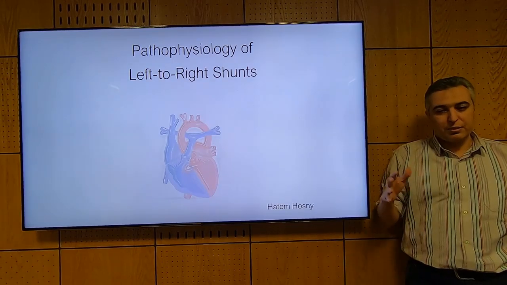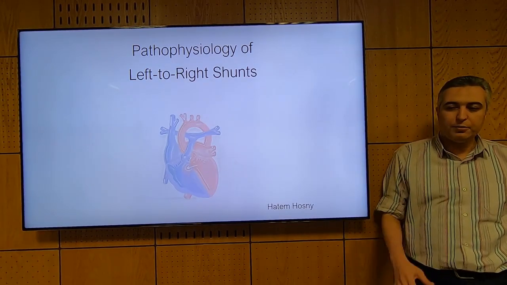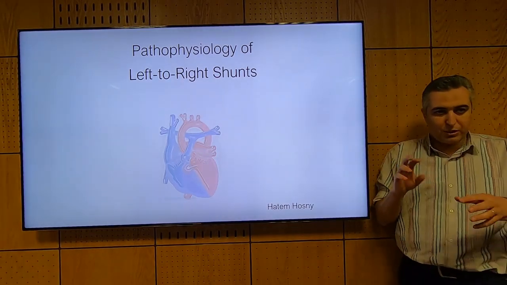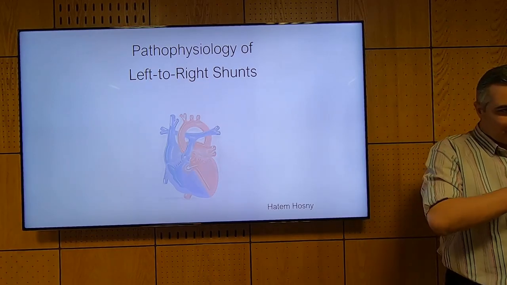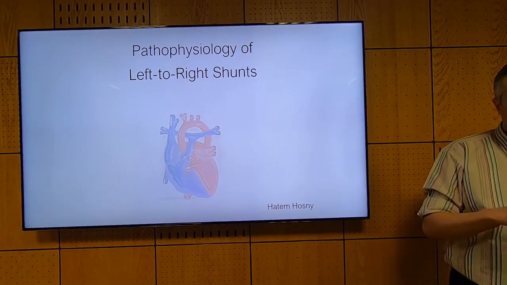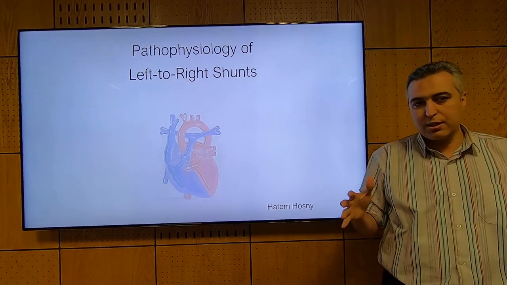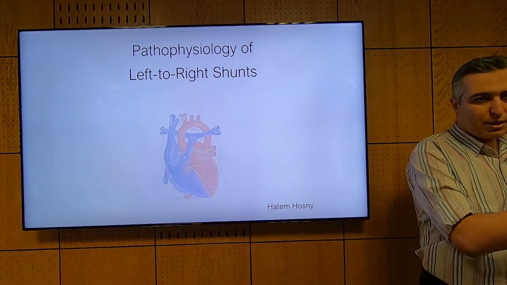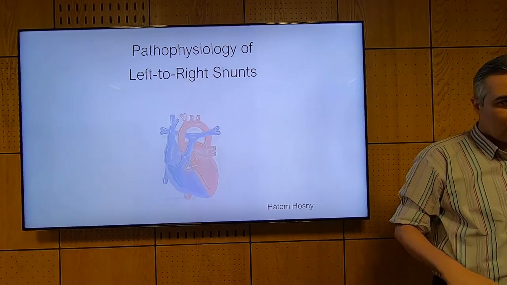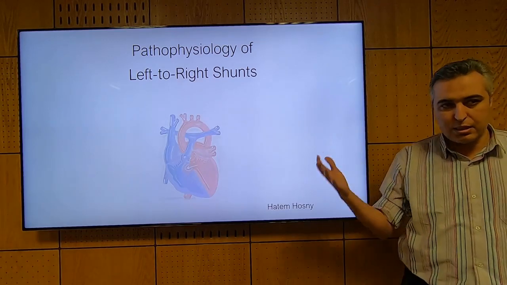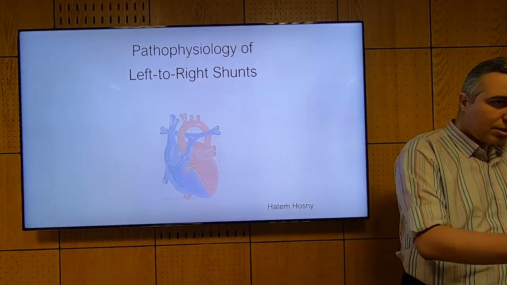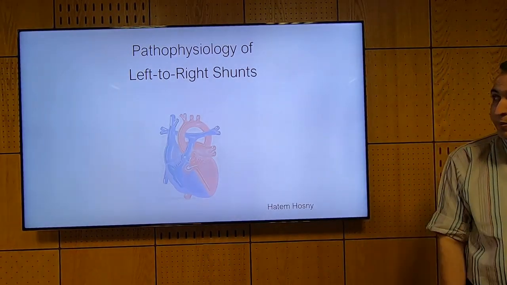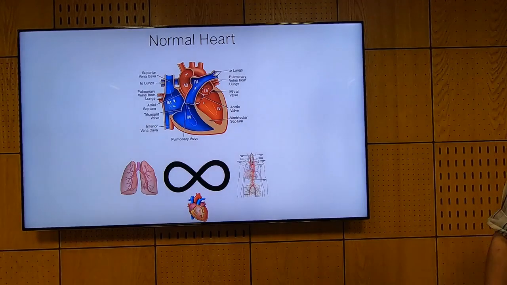So this is a bit of a general concept rather than a specific disease. So we'll not be talking about one specific disease from beginning to end. However, we'll be talking about general concepts about what happens if the blood passes from the left side to the right side of the heart. I mean, things like ASD, VSD, PDA, AV canal, things like that, and how the physiology works in these patients.